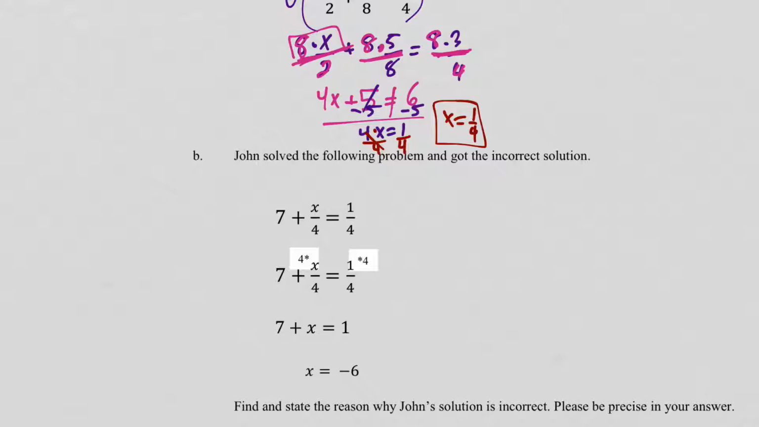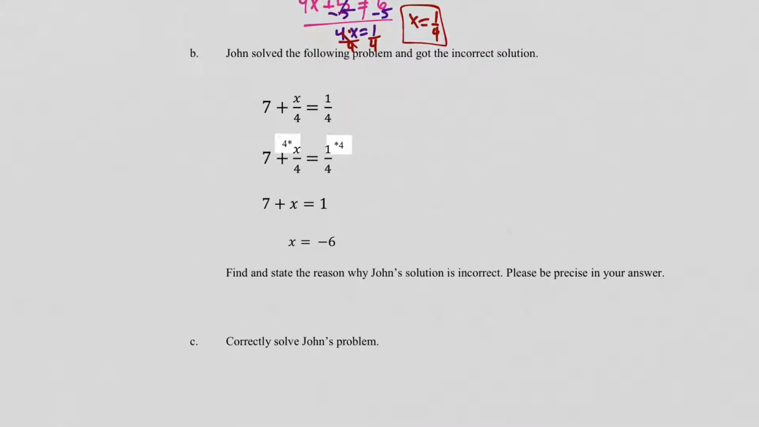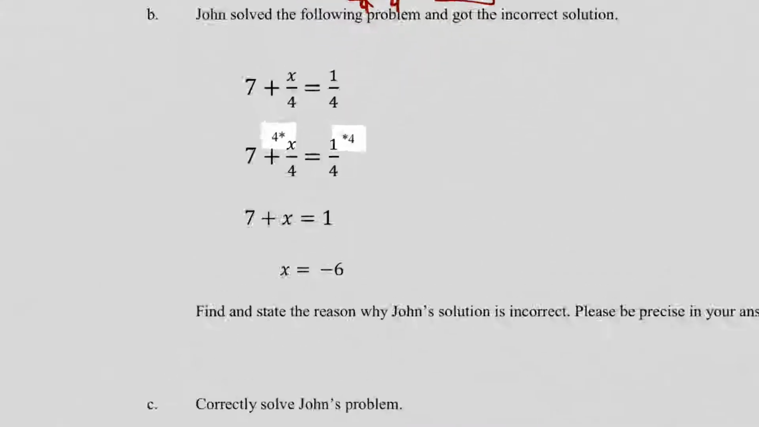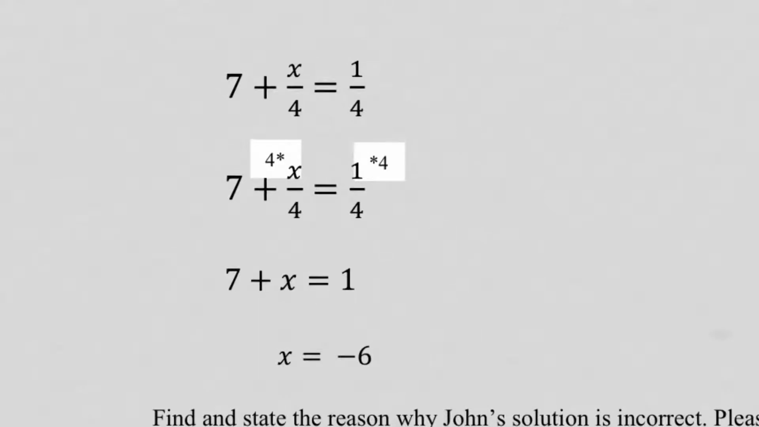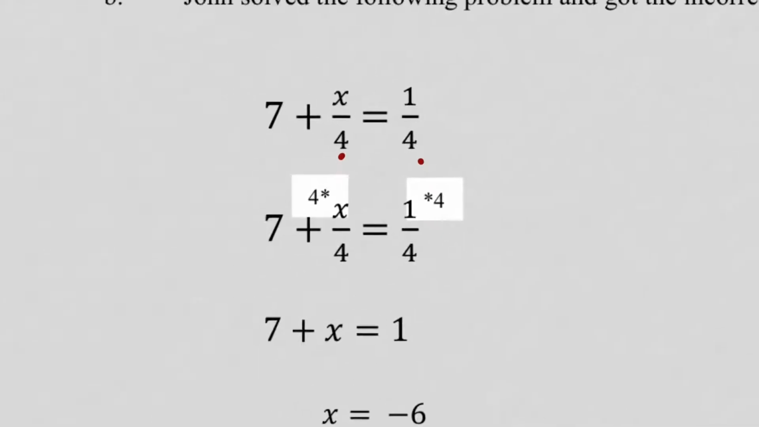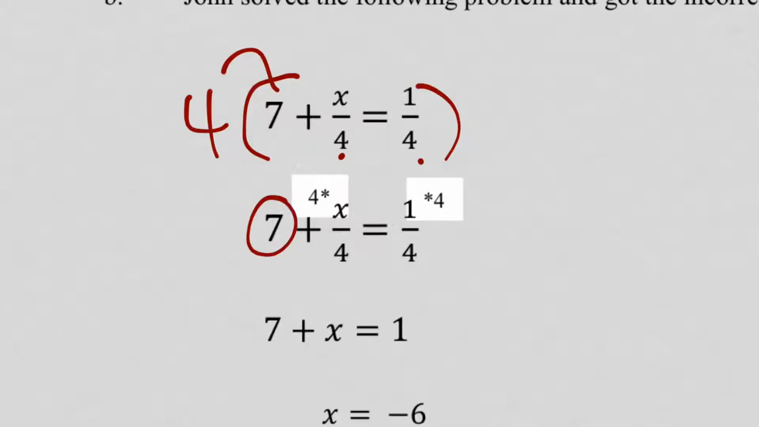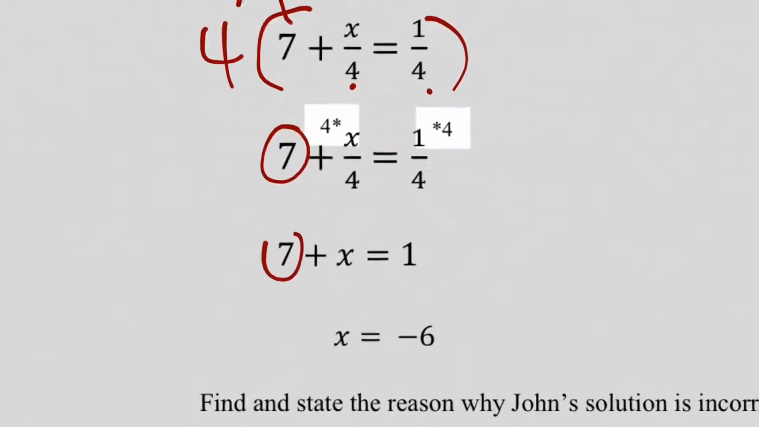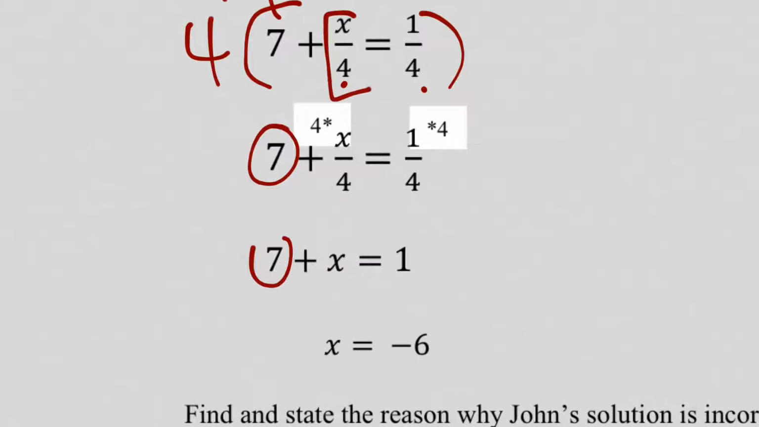B. John solved the following problem and got the incorrect solution. Find and state the reason why John's solution is incorrect. Well, he found that the denominator was 4, so he wanted to multiply everybody by 4, but he never multiplied the 7 by 4. So his mistake is that he multiplied the second and third term by 4 to get rid of the fraction, which he did get rid of, but he never multiplied it with the 7.